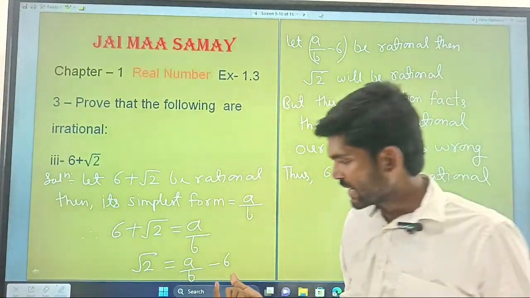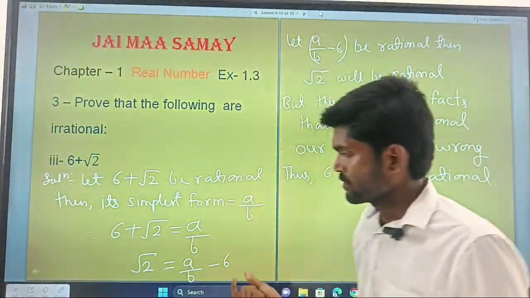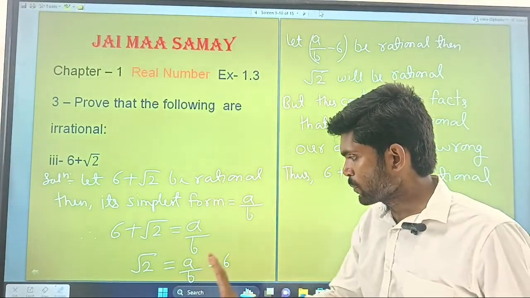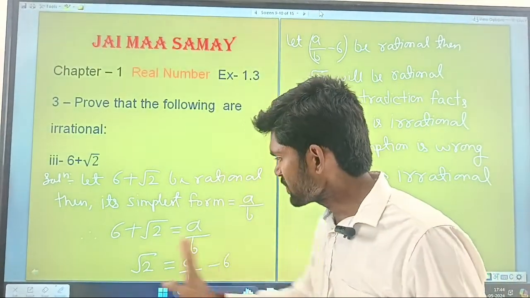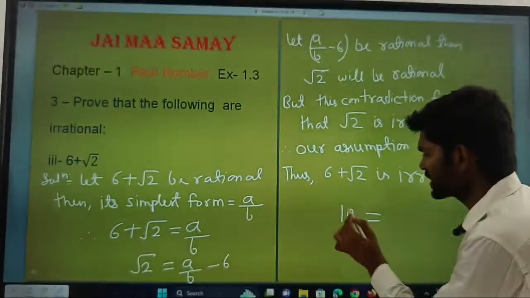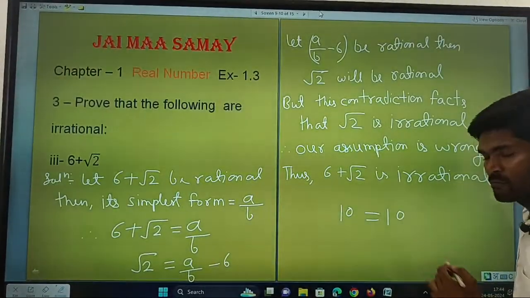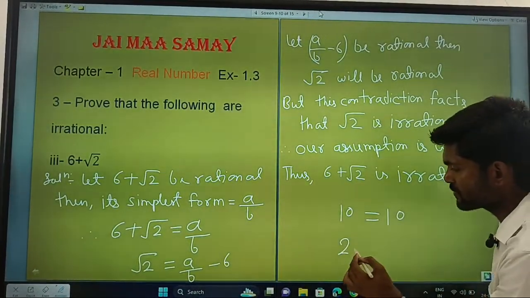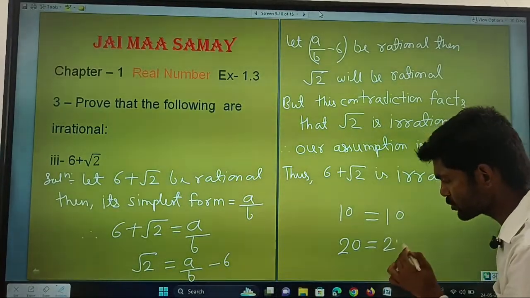Solve, your right side will be rational, but then the left side will be rational. Suppose that equal to means, if the left side is 5, that side is also 5. If the left side is 10, then the right side is also 10. Equal to means both sides are the same number. If the left side is 20, the right side is also 20.